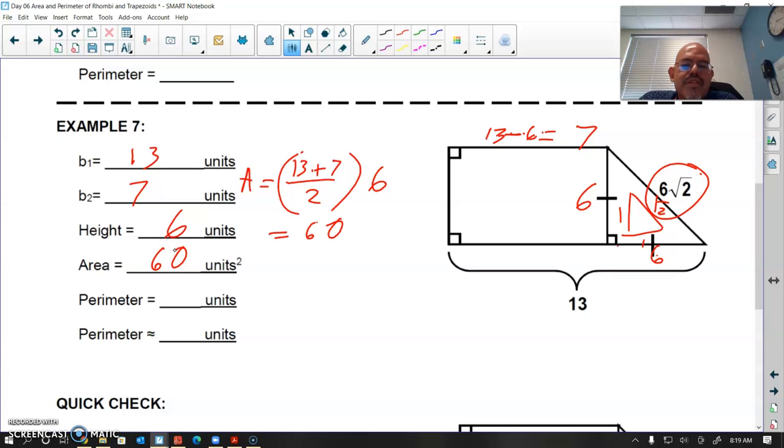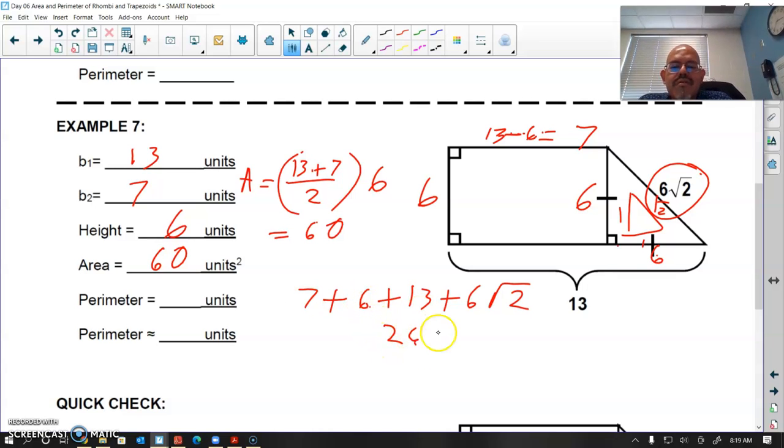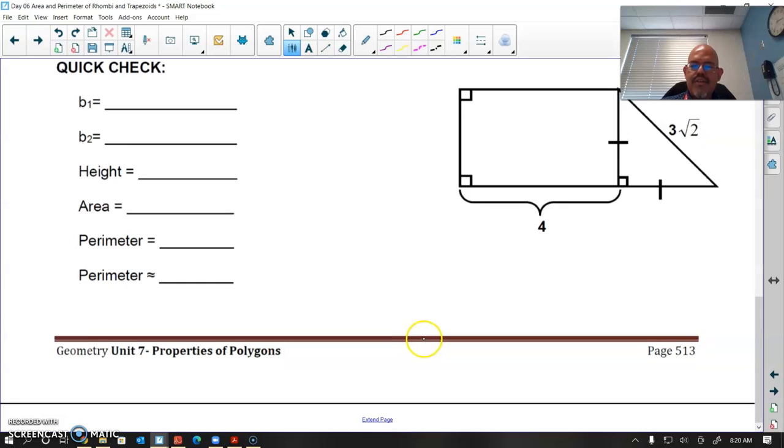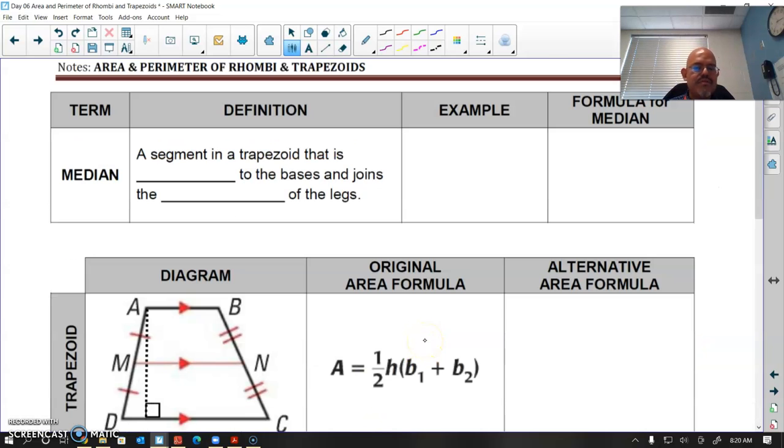Now perimeter is going to be easy. It's going to be 7 plus 6 plus 13 plus 6 square root 2. So let me see, 7 plus 13 is 20, plus 6, 26, and then we add 6 square root 2. So 26 plus 6 square root 2. And that's your exact perimeter. You can just leave it in terms of the square root.